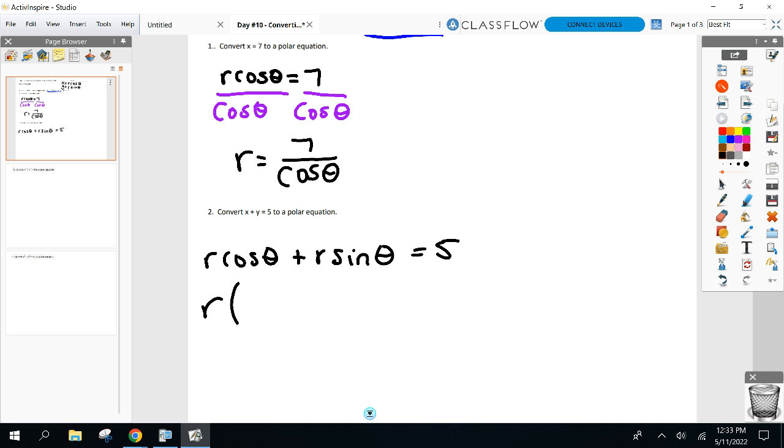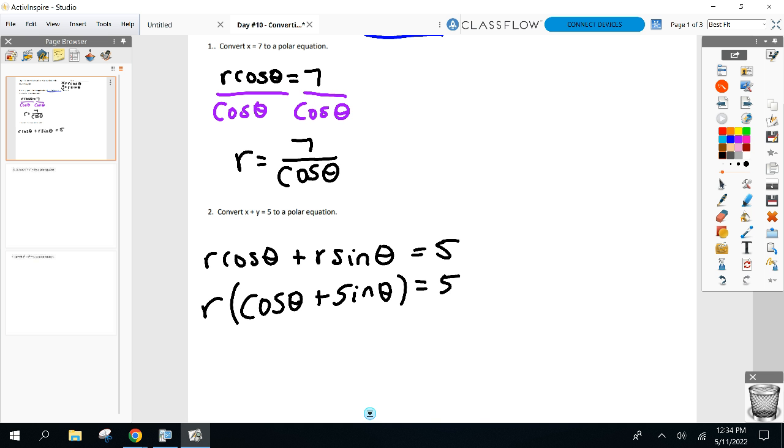All right, ready? Slow it down. Take an r from r cosine theta. What's left? All right. Plus, take it away again, and sine theta equals 5. We're not finished, though, because you know you need r equals when you leave it in the polar form.